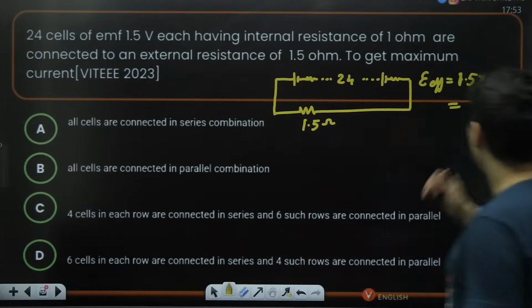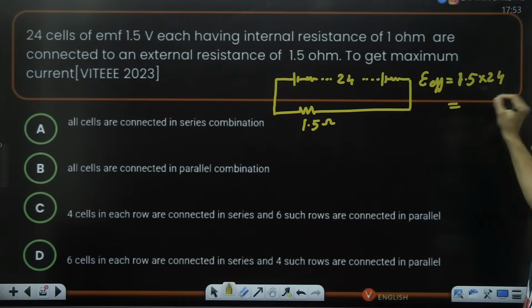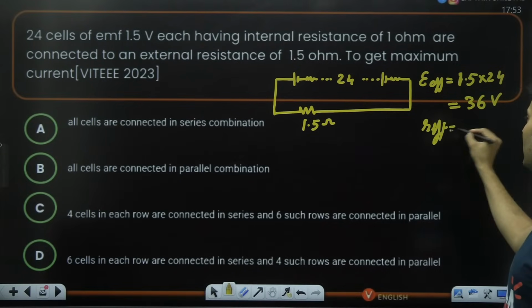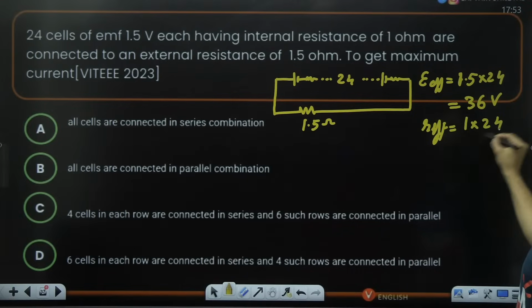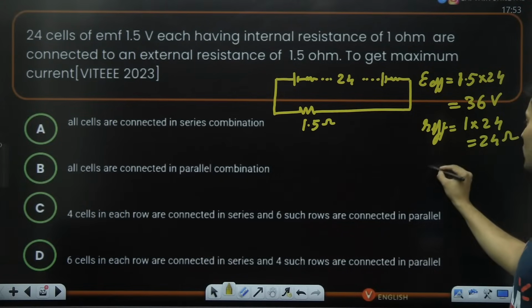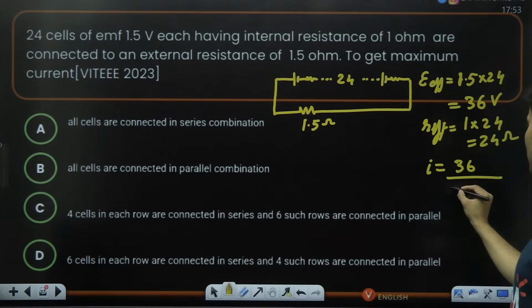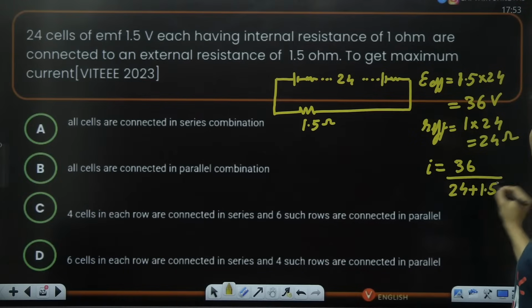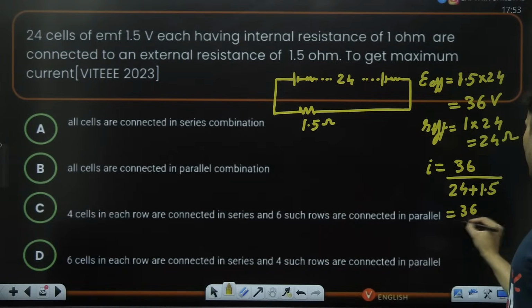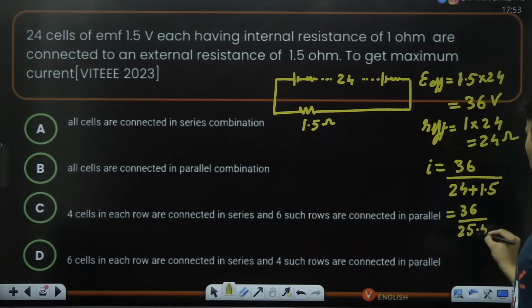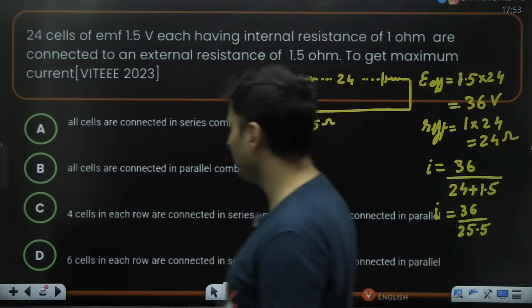Okay. So 24 into 1.5. 1.5 is 3 by 2. 24 by 2 is 12. 12 threes are 36. So 36 volts. And what about the effective resistance, guys? It will be 1 ohm each. Like that, there are 24 cells, so it will be 24 ohm. So what will be the current in this case? Current will be total EMF, which is 36, by total resistance, which is 24 plus 1.5, that is 25.5. Let me just keep it like this, 36 by 25.5. I will not do anything with it.